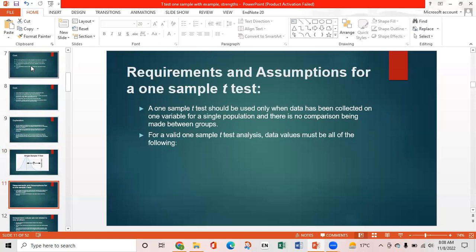Requirements and assumptions for one sample t-test. A one sample t-test should be used only when the data has been collected on one variable for a single population and there is no comparison being made between groups. For a valid one sample t-test analysis, the data values must be all of the following.